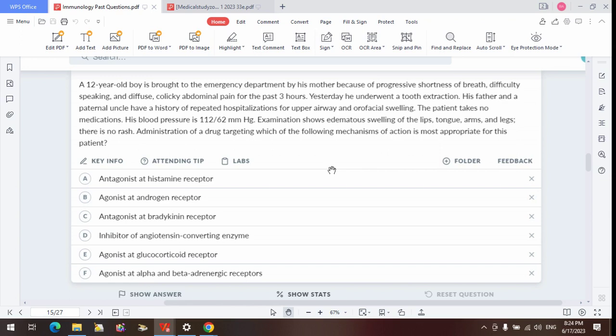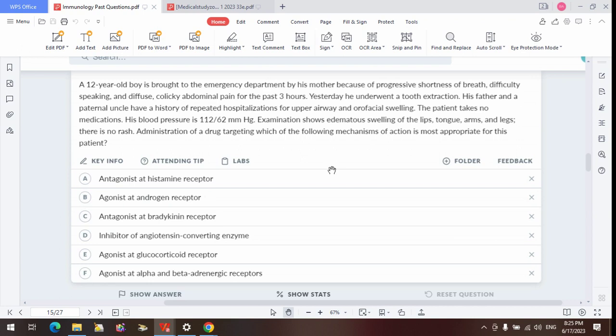The main question is: administration of a drug targeting which of the following mechanisms of action is most appropriate for this patient? A 12-year-old boy is brought to the emergency department by his mother because of progressive shortness of breath, difficulty speaking, and diffuse colicky abdominal pain for the past 3 hours. Yesterday, he underwent a tooth extraction. His father and a paternal uncle have a history of repeated hospitalizations for upper airway and orofacial swelling. The patient takes no medication. His blood pressure is 112/62 mm Hg. Examination shows edematous swelling of the lips, tongue, arms, and legs. There is no rash.